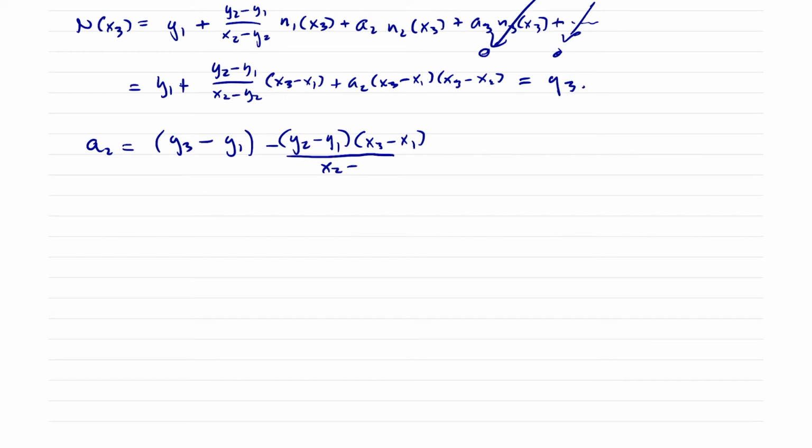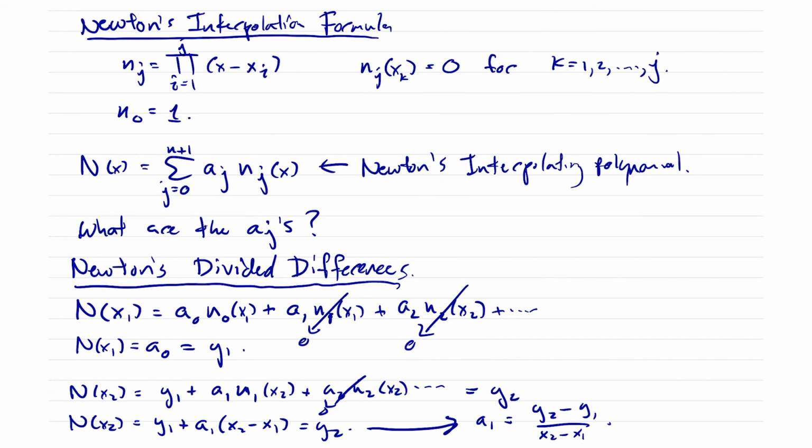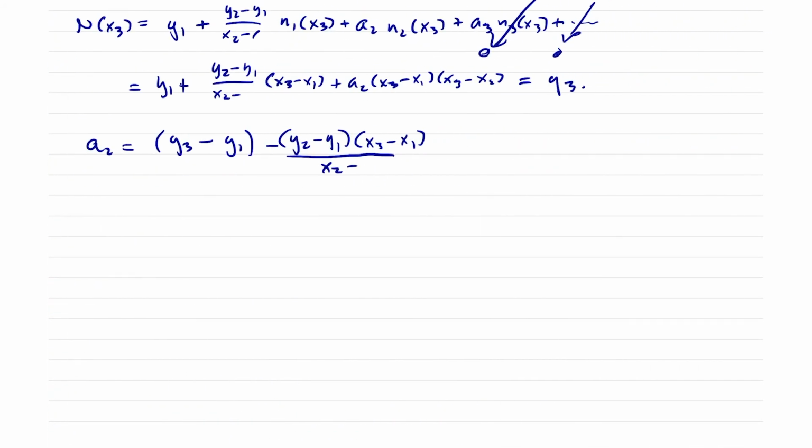Sorry, that shouldn't have been, let me double check that. Oh, oops, did not mean to erase all those. There we go. x2 minus x1. Yep. So x1 here, x1 there. All right, x1.